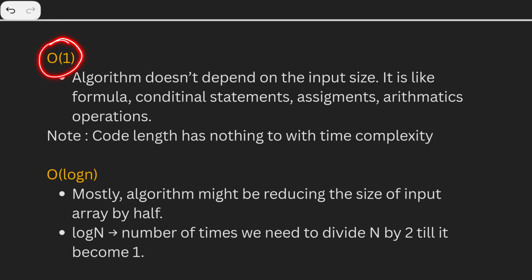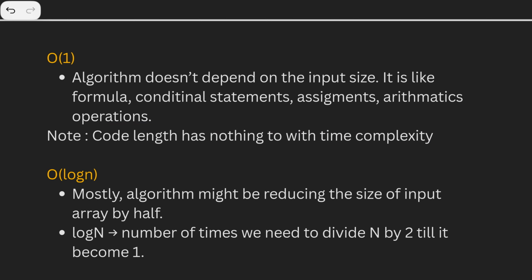The very first we have is constant time complexity, that is O of 1. That means the algorithm doesn't depend upon the input size. It is most likely a formula, conditional statements, assignment operations or arithmetic operations, right? Remember, the code length has nothing to do with time complexity.